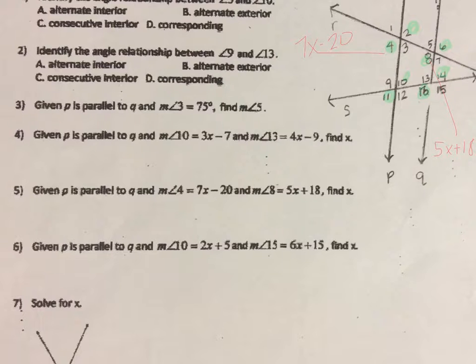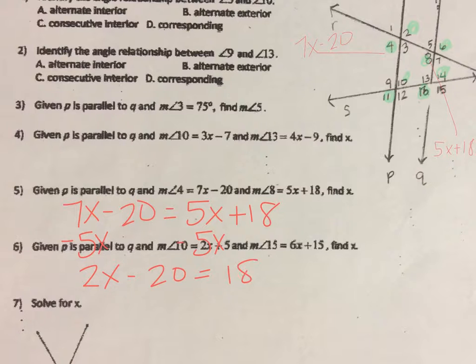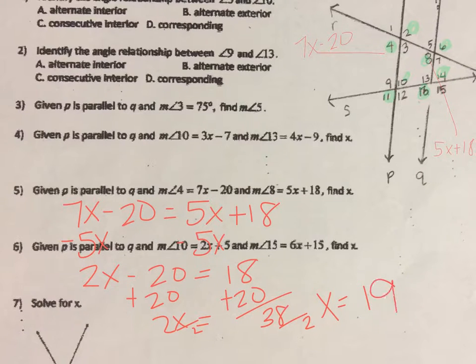I'm going to use a different color. Alright, so I've set the two equations that they gave us equal to each other, and now I'm just going to solve for x. I'm going to subtract 5x from both sides, and that leaves me with 2x minus 20 equals 18, and now I'm going to get my numbers on the same side, so I'm going to add 20 to this side. So now I've got 2x is equal to 38, divide both sides by 2, and x is equal to 19.